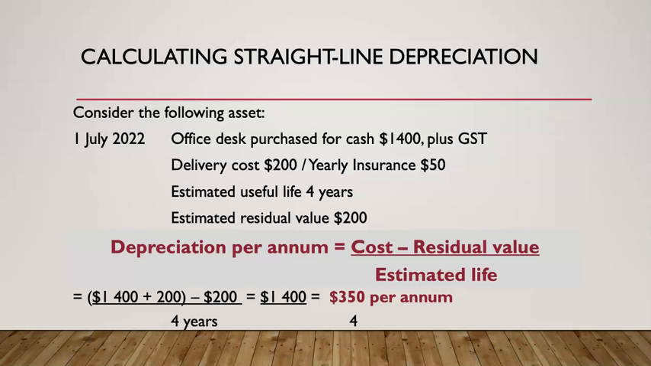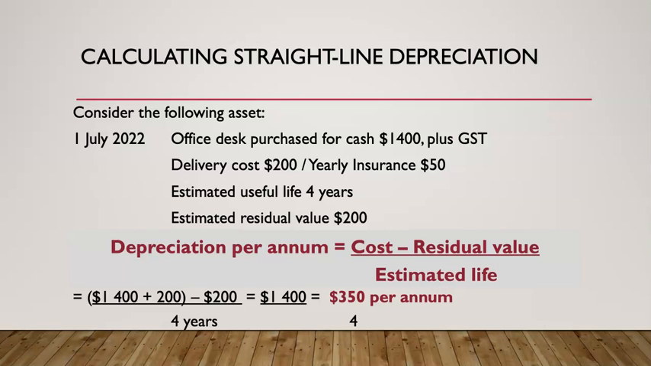Our cost is $1,600, $1,400 plus $200. We must subtract the $200, giving us $1,400. This is basically the amount of asset that is going to be used up in our business. Starting at $1,600, going down to $200, we're going to use $1,400. And there are 4 years over which it will take to use that up. It is going to occur at a constant rate.